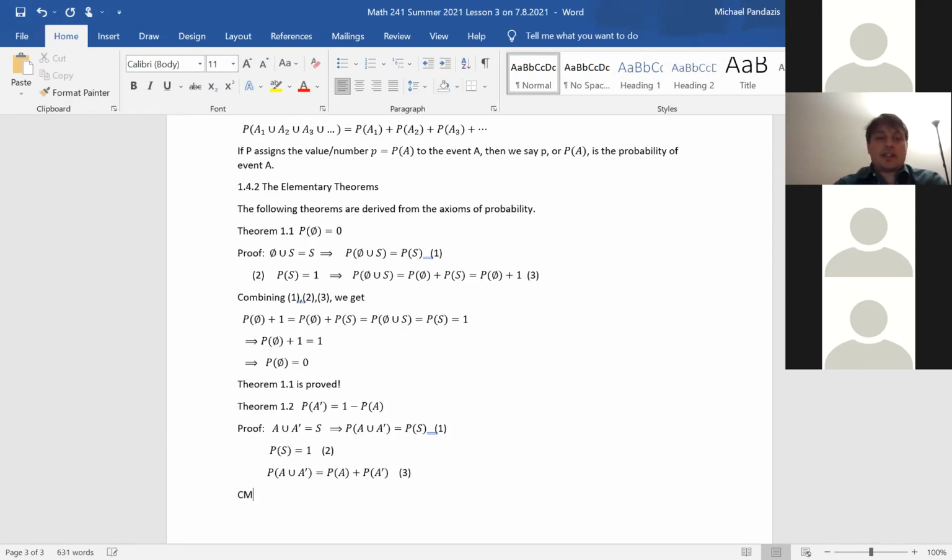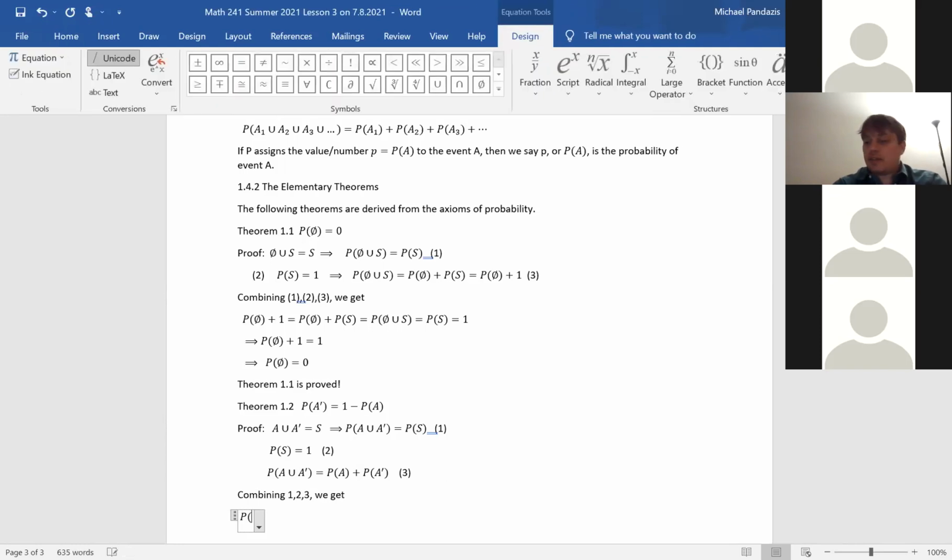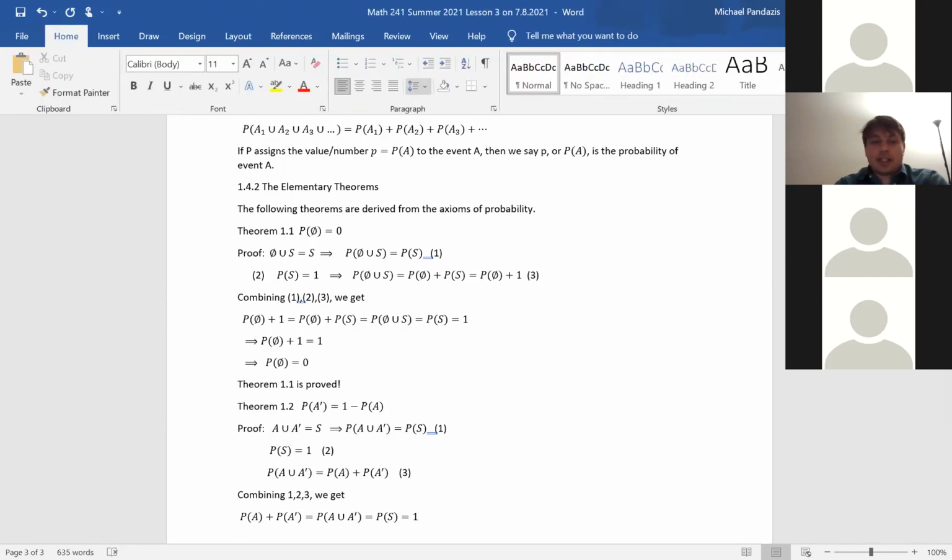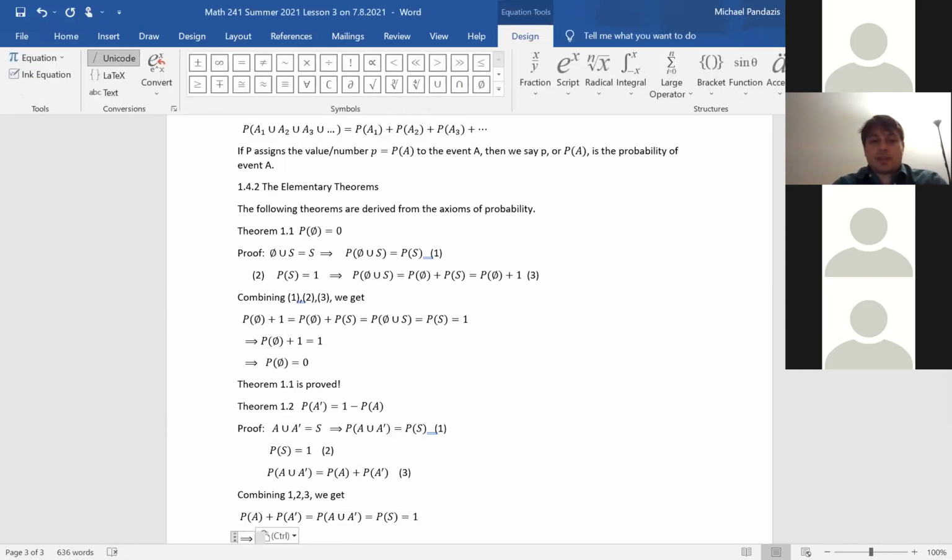And so combining 1, 2, and 3, we get that P of A plus P of A prime is equal to P of A union A prime. That's equal to P of S, which is equal to 1. And so that implies that P of A plus P of A prime is equal to 1.